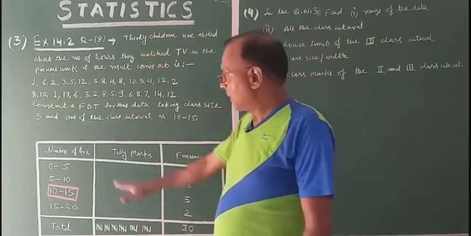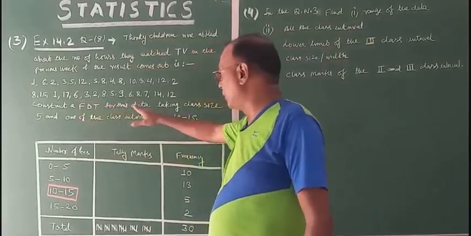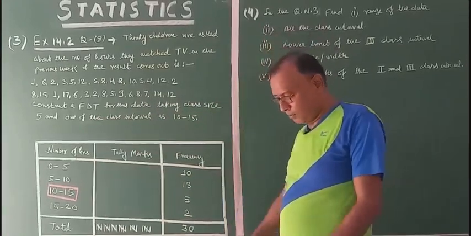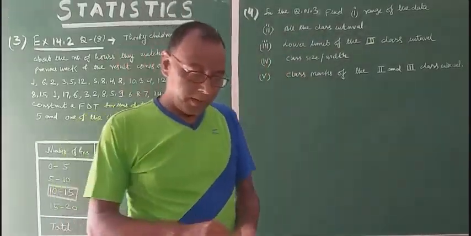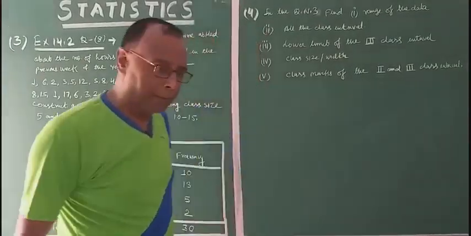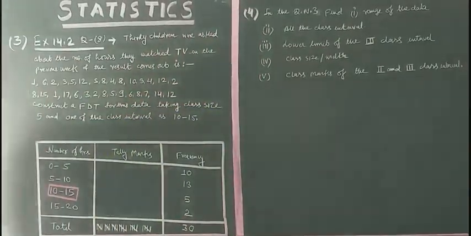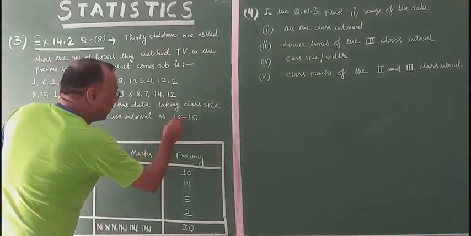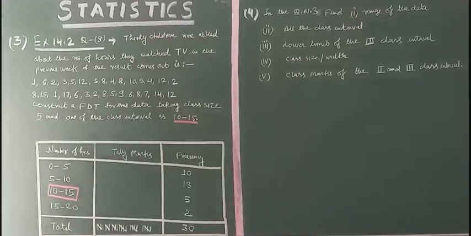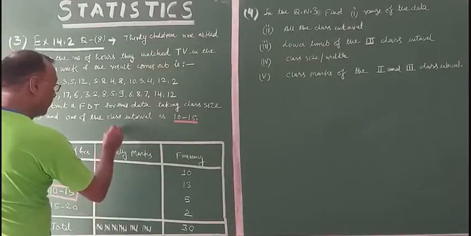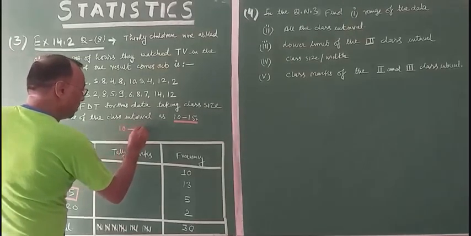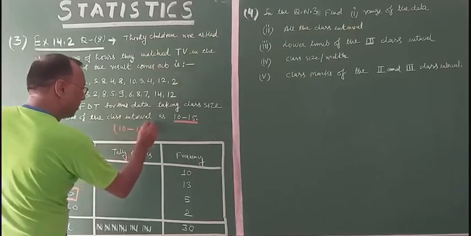Question is this: construct a frequency distribution table for this data taking class size 5 and one of the class intervals as 10-15. हमने क्लास साइज 5 लेना है और एक क्लास इंटरवल 10 to 15. So just look here, one class interval is given here, 10-15. This one is given. Okay, now just look carefully. This is the class interval given, 10-15.